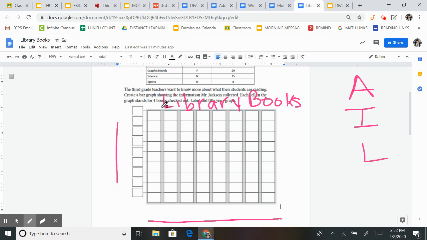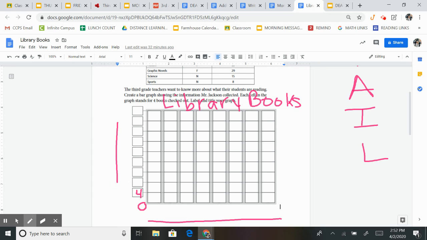And it did tell us that in this graph, each cell stands for 4 books. So if we were to label this graph, you would want to start down here, which is going to be 0, so no books were checked out for that genre. And then you are going to want to fill out each square as a multiple of 4.